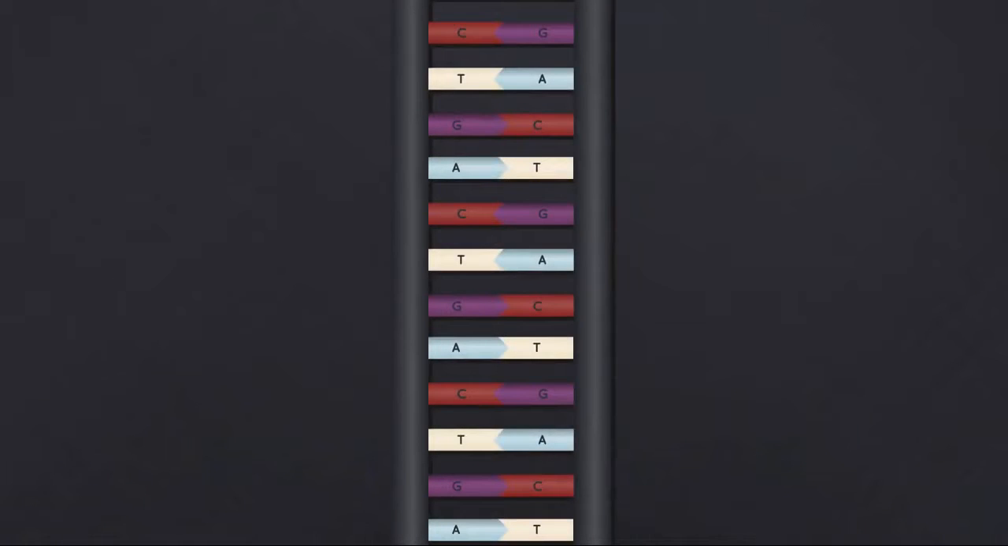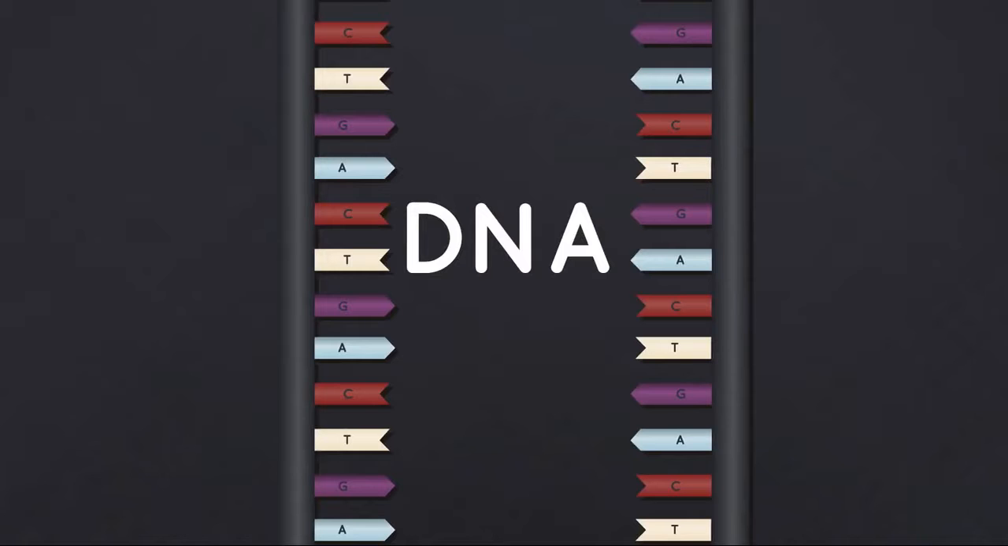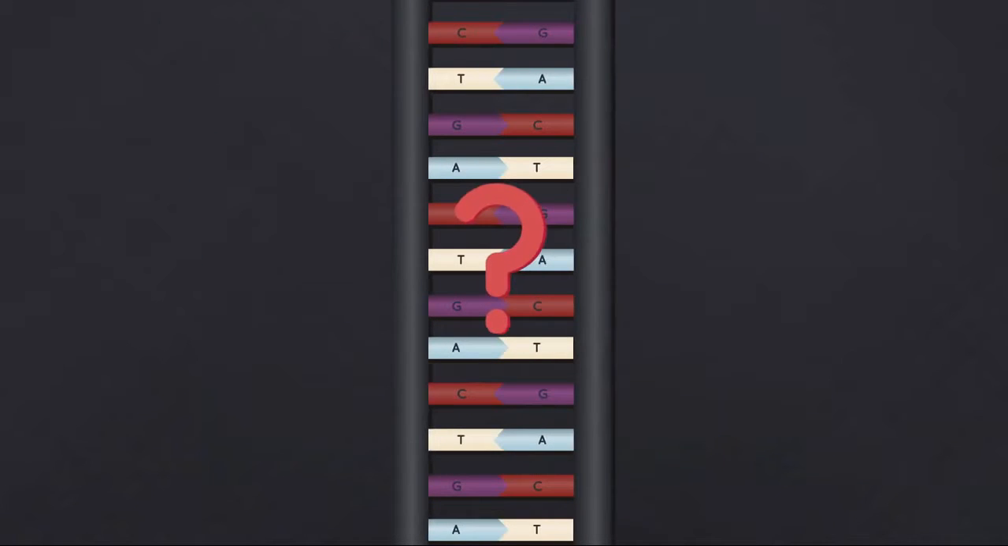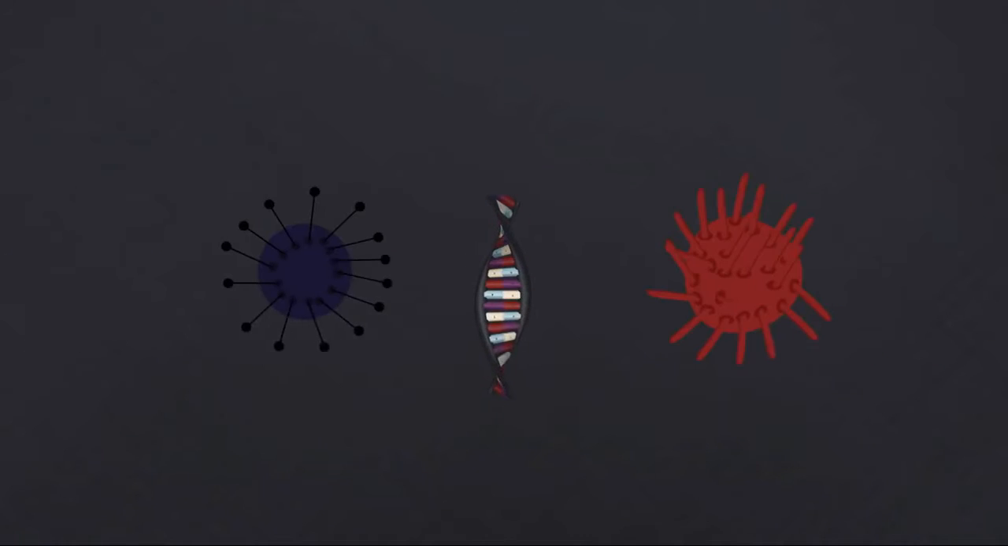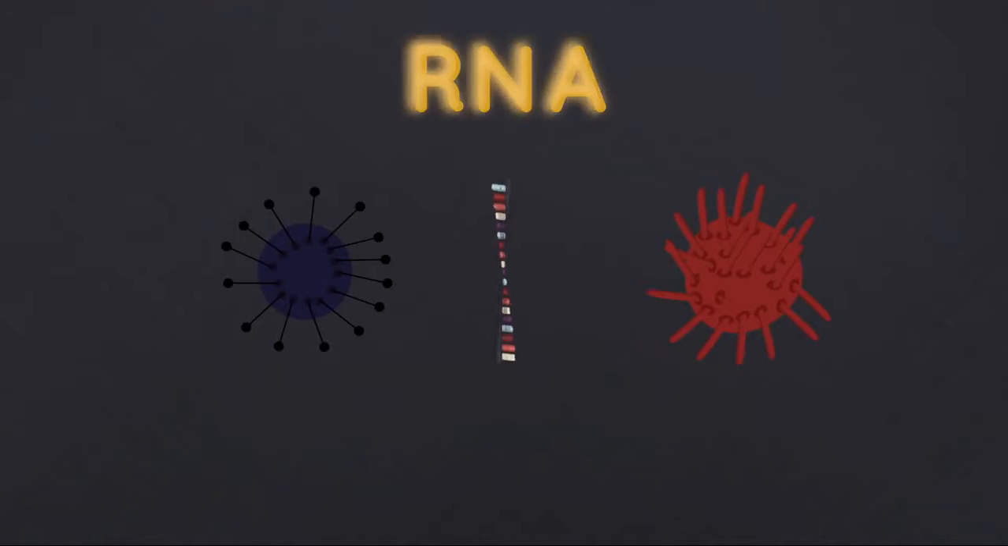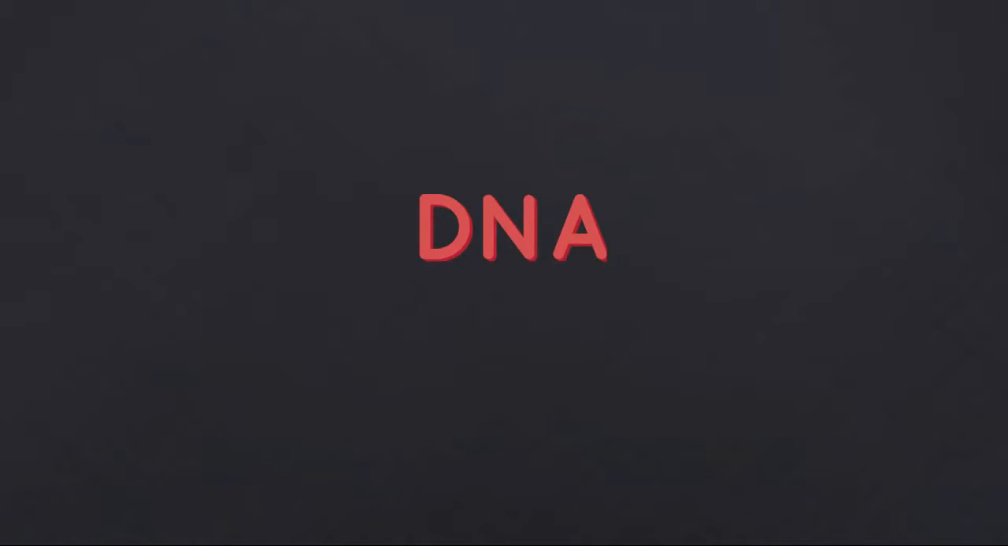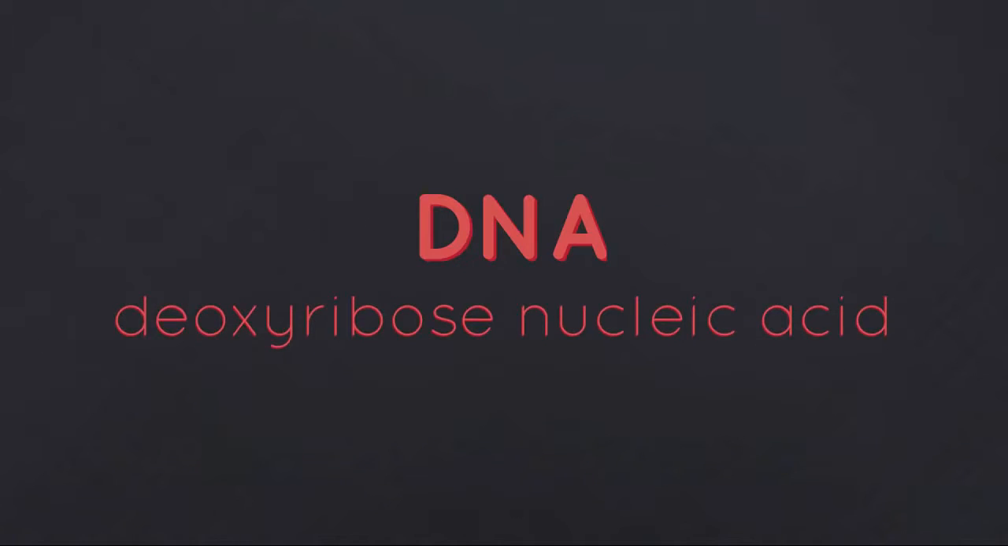In this video, we are going to learn about DNA, where it is found, and what it actually is, and what it is made of. All living things have DNA, or in the case of some viruses, they have RNA instead. DNA stands for deoxyribonucleic acid. Let's start with where it is found.